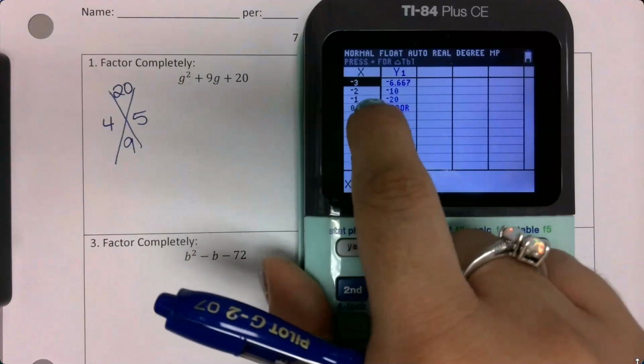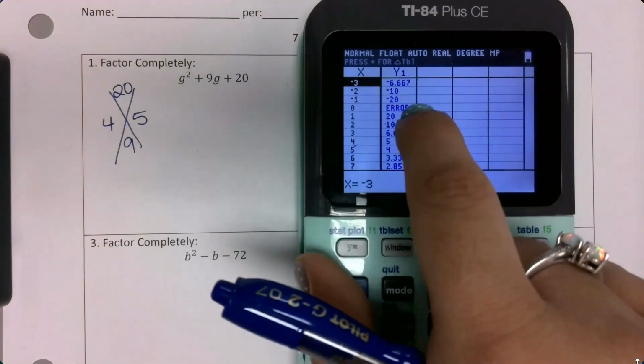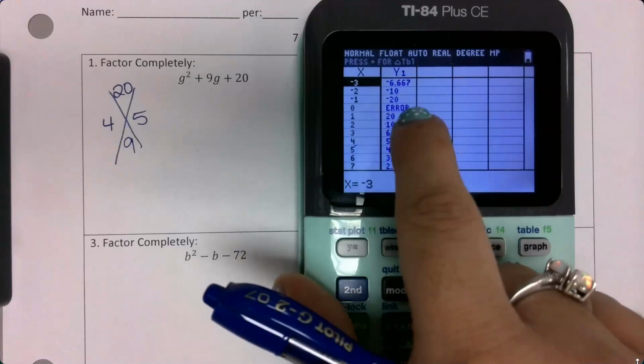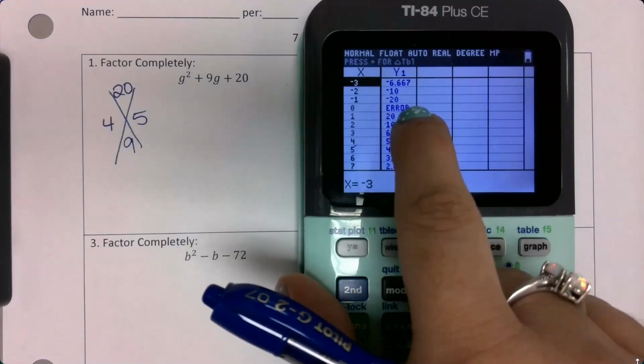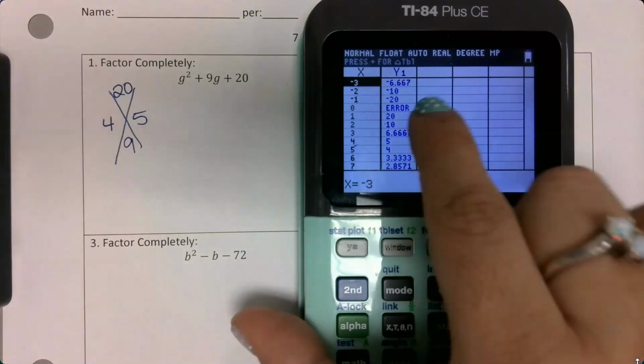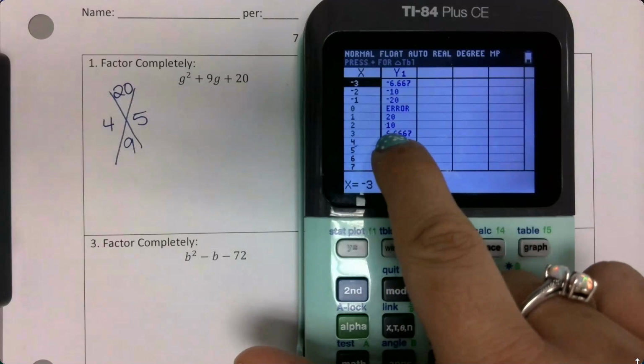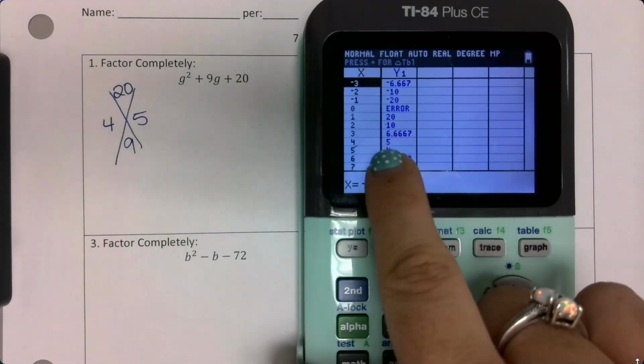So I have like -2 and -10. That adds up to -12. That's not what I want. Then I have -1 and -20. That adds up to -21. That's not what I want. Then I have 1 and 20 gives me positive 21. 2 and 10 gives me 12. 4 and 5 adds up to 9.